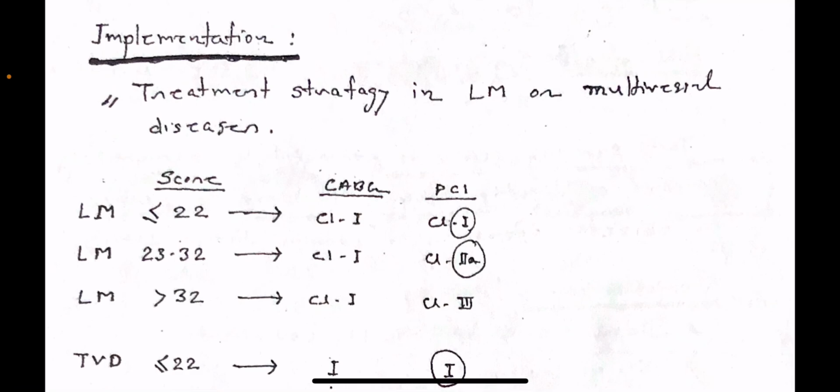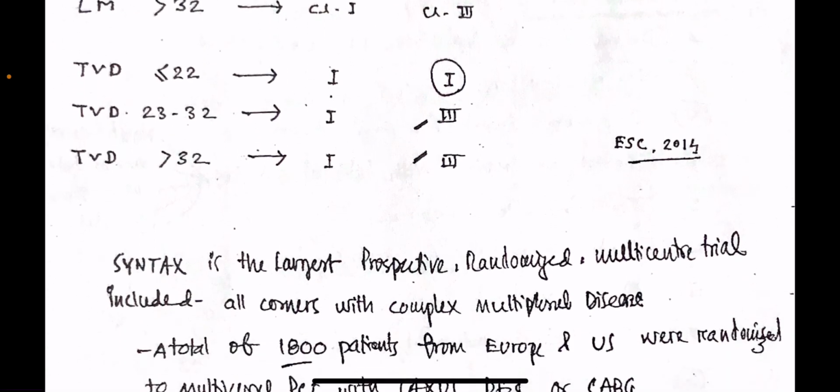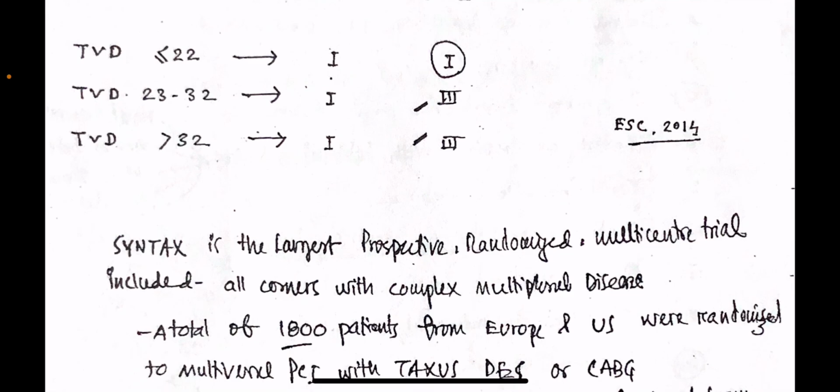class 3 recommendation. In case of triple vessel disease, score less than or equal to 22, CABG is class 1 recommendation. PCI is also class 1 recommendation. Where SYNTAX score is 23 to 32, CABG is class 1 recommendation, PCI is class 3 recommendation. And in case of SYNTAX score more than 32, CABG is class 1 recommendation, PCI is class 3 recommendation. This whole criteria is from ESC 2014 guidelines.